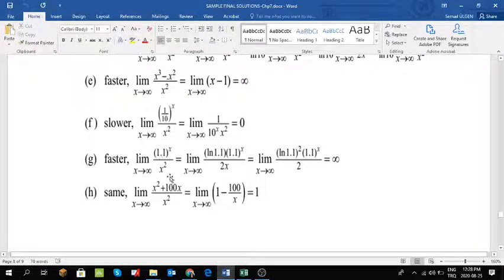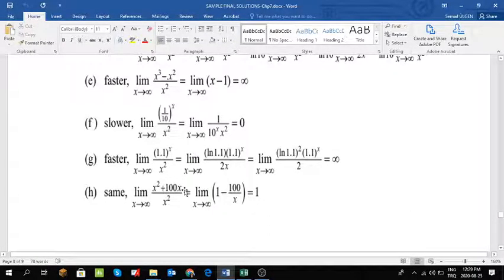Let's take 1.1 to the x over x squared. Okay, as x goes to infinity, this is going to be infinity over infinity. Let's apply what? L'Hopital's rule. L'Hopital's rule says ln 1.1 times 1.1 to the x over the derivative of x squared, which is 2x. And the top part goes to infinity, the bottom part goes to infinity. Apply L'Hopital's rule one more time. We get ln 1.1 squared times 1.1 to the x, and the denominator has the derivative too. As x goes to infinity, this goes to infinity. This is going to tell us that the limit is bigger than 1. So that says this grows faster than x squared, okay?